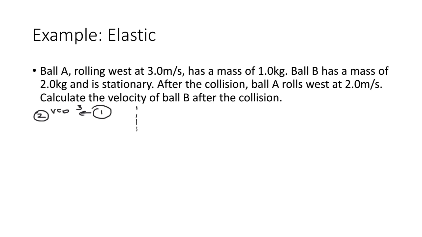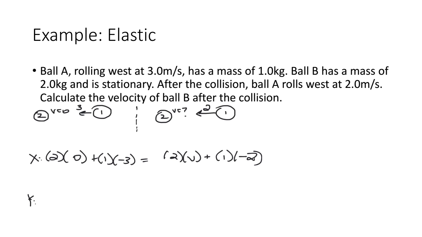Setup is the same as the last one before, but afterwards it says ball 1 is moving to the left at 2. It's slowed down a little bit. So now we're still looking for the velocity of this guy. I'll break it up into our x and y components. Here's our x component. And in our y component, neither of our objects are moving.